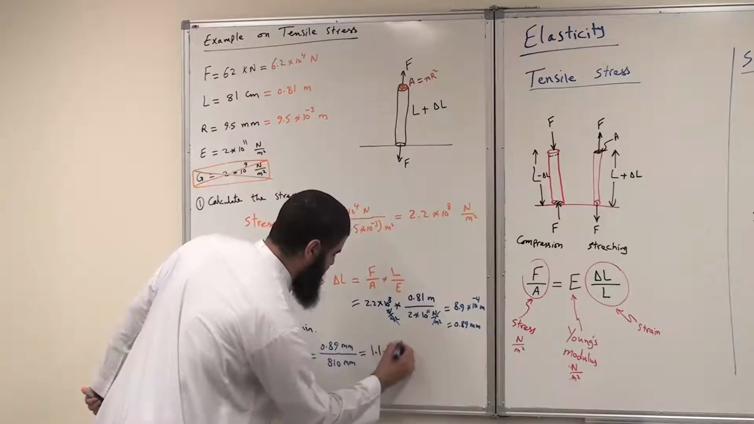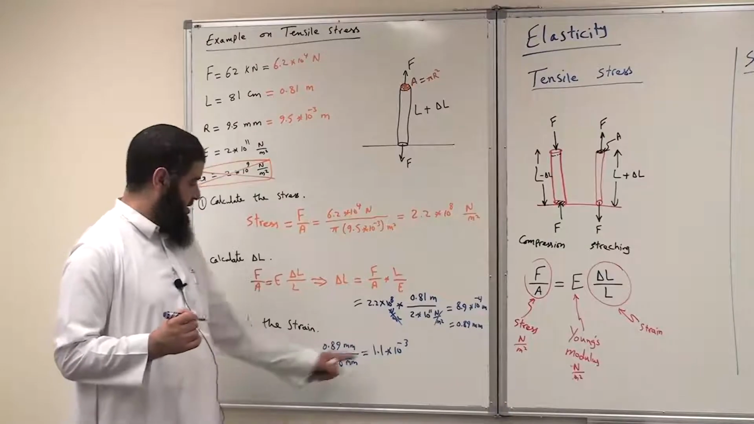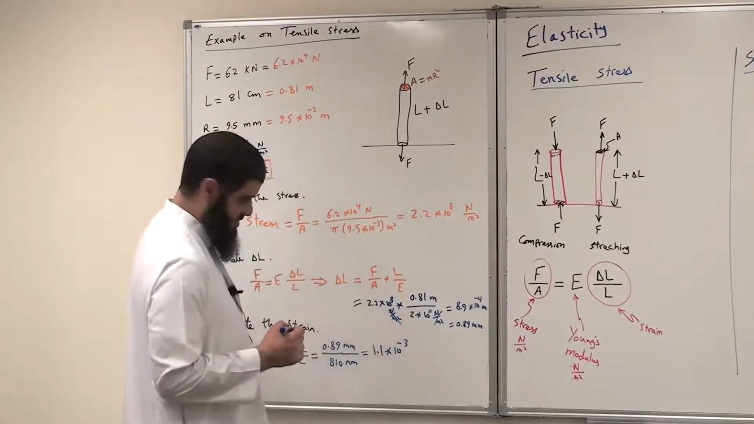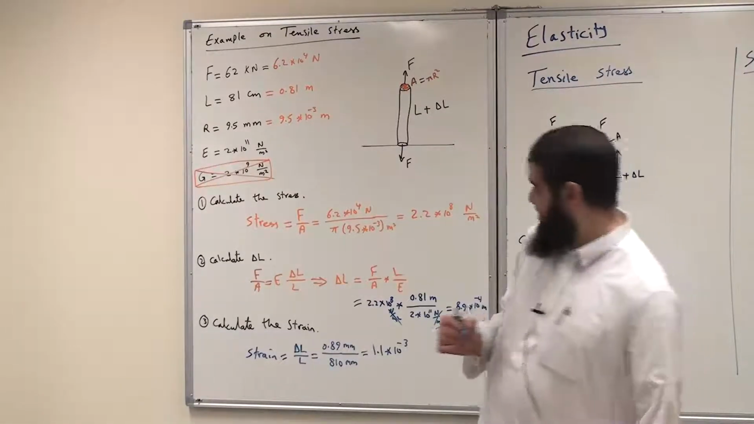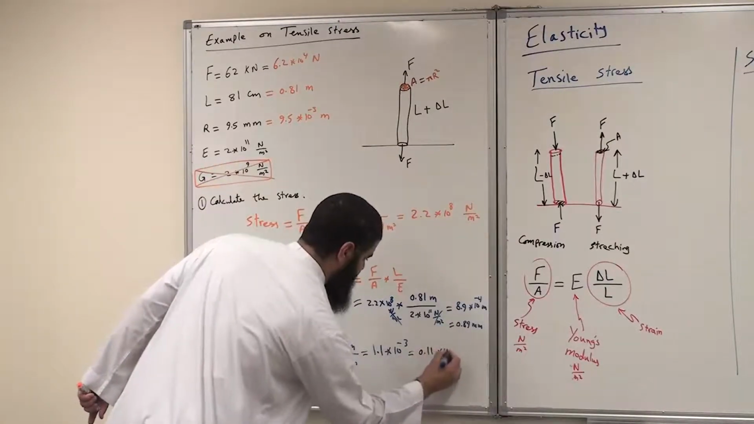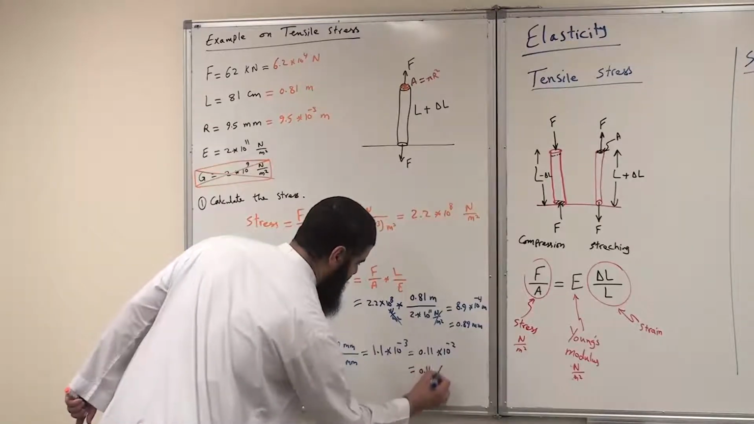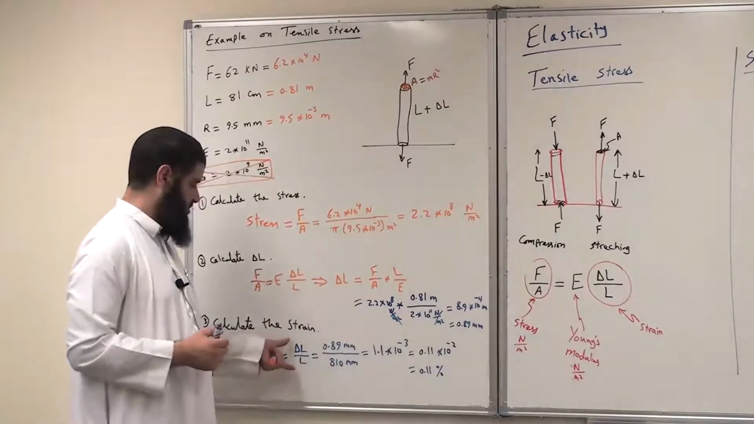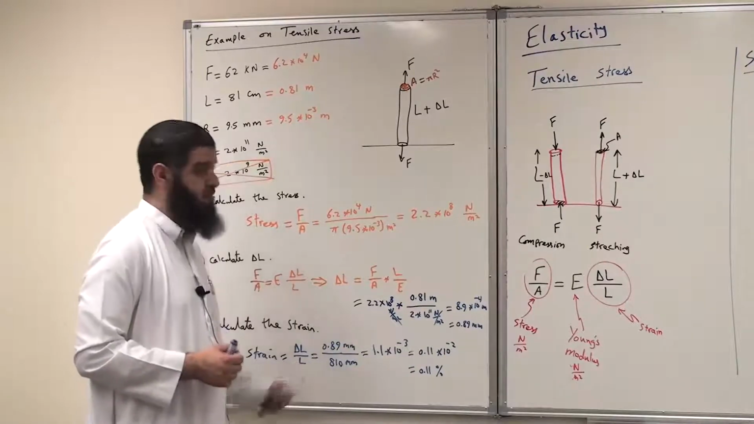So this is the strain. Okay, not 11%, 0.11%, because this can be written as 0.11 times 10 to the minus 2, or equal to 0.11%. Okay, this is how much the change of the length is compared to the original length.